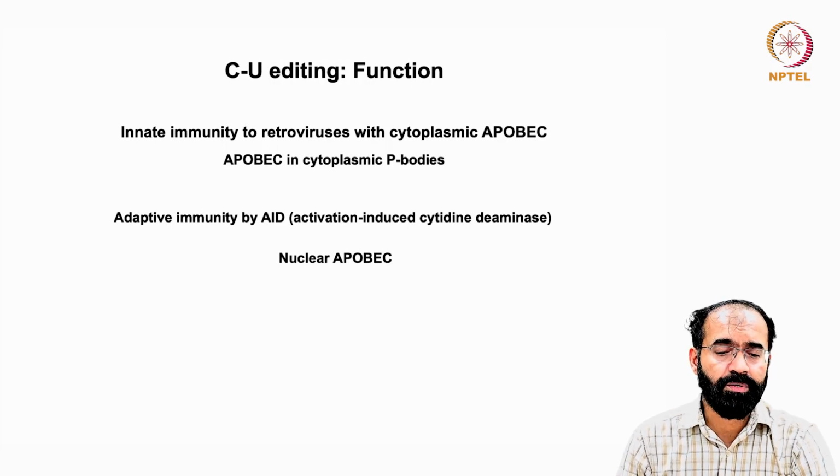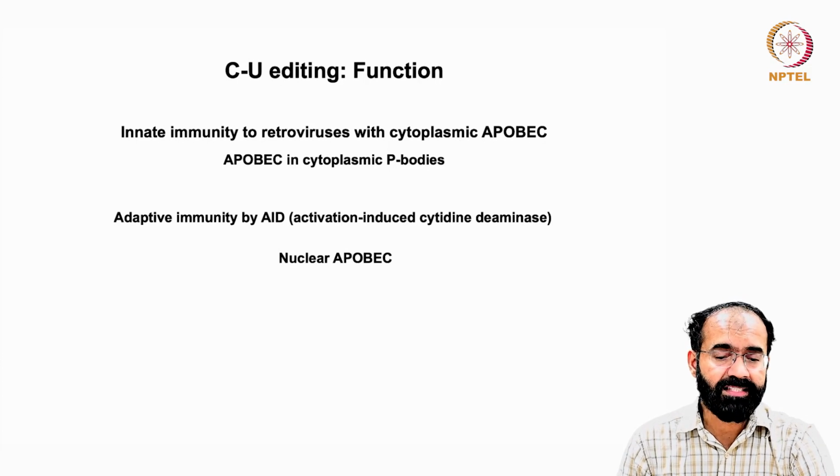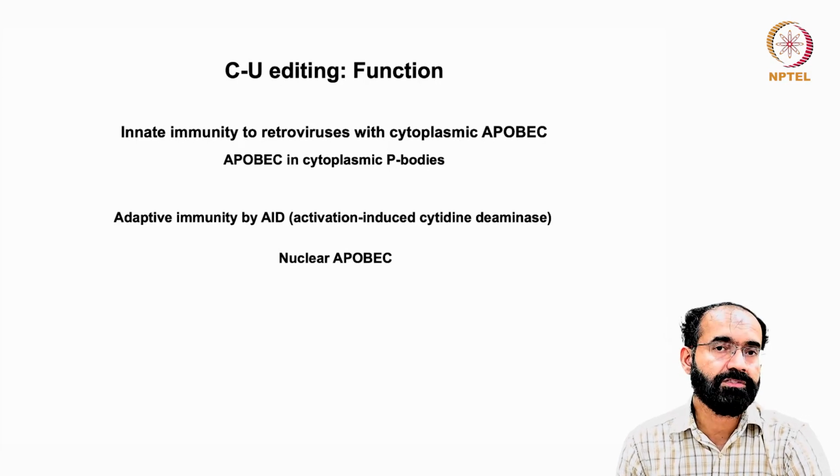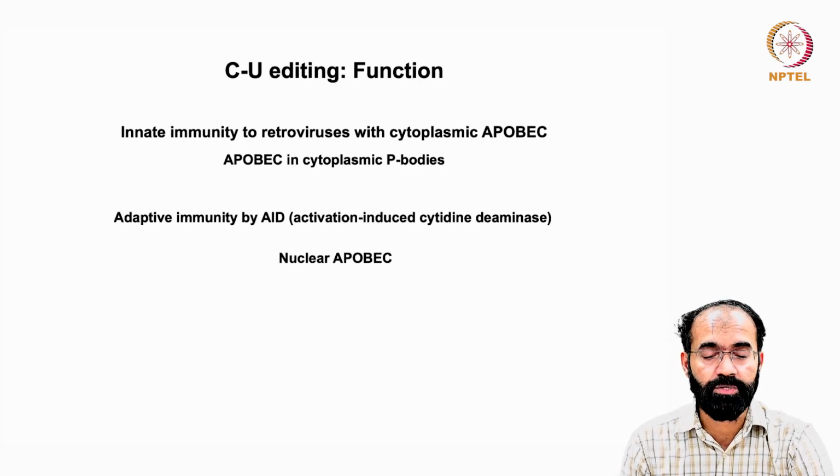And the adaptive immunity by AID. What is AID? Activation induced cytidine deaminase. So it has cytidine deaminase function, because cytidine, if it is deaminated, will become uridine. This function is adaptive immunity related, so this adaptive immunity by AID is something very important for us to go further. And of course there is a nuclear APOBEC also. We are dealing with cytoplasmic APOBEC. Let us see what is the relevance.